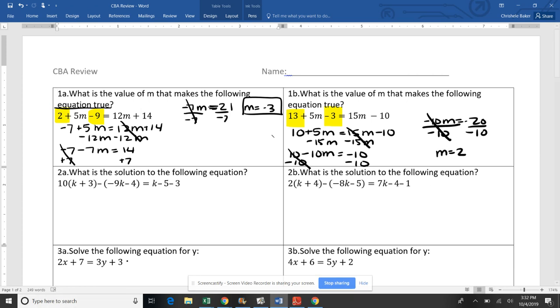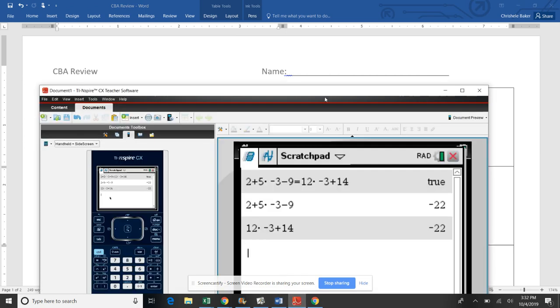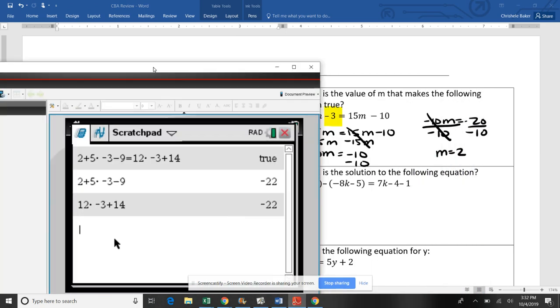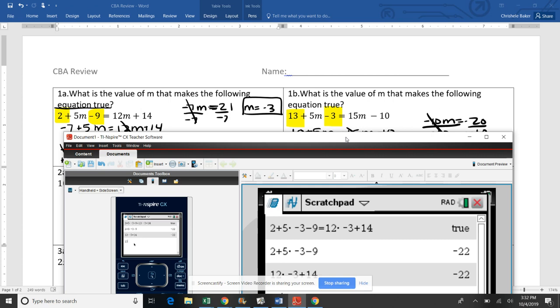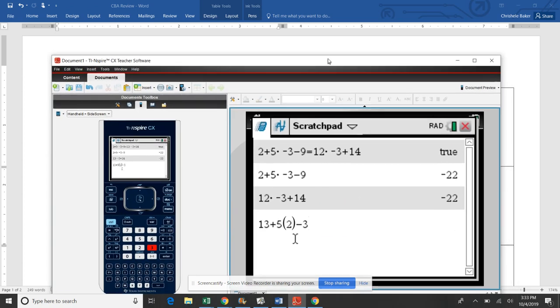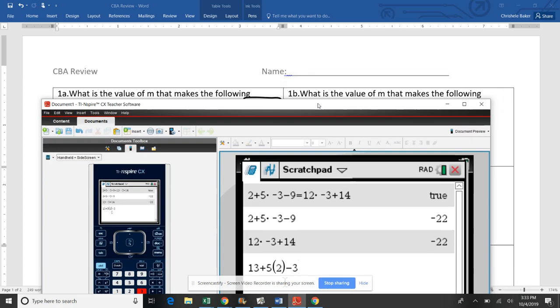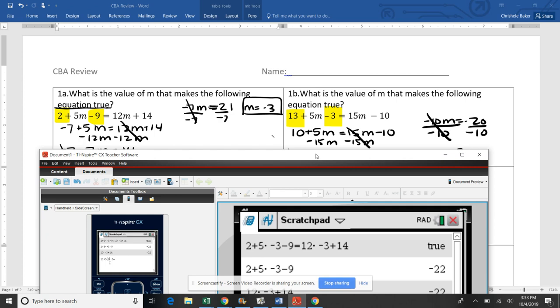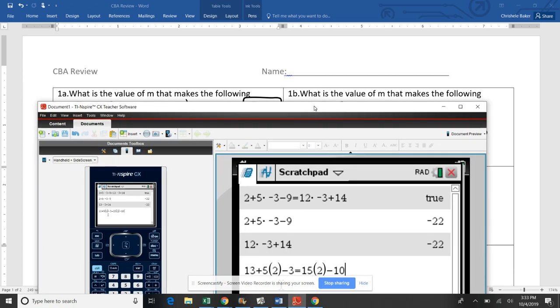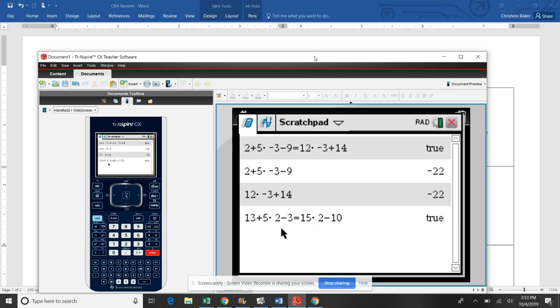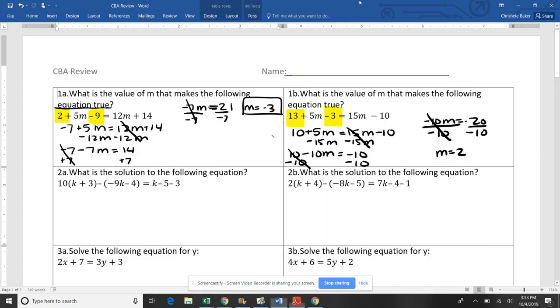Again, I'm going to take my calculator and I'm going to check this answer. So I have 13 plus 5 times 2 minus 3. Sorry, you can't see it. Is equal to 15 times 2 minus 10. Again, it says true.